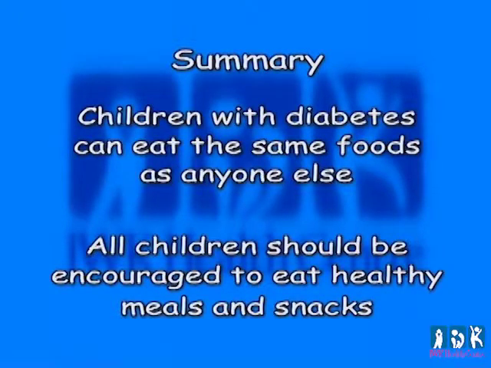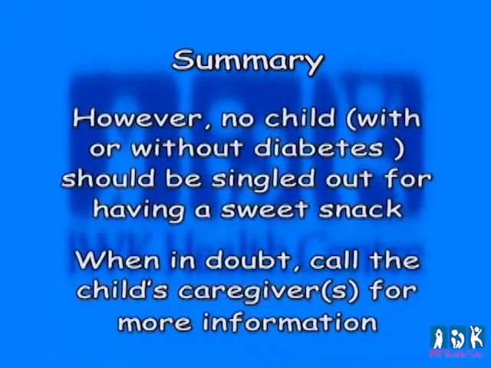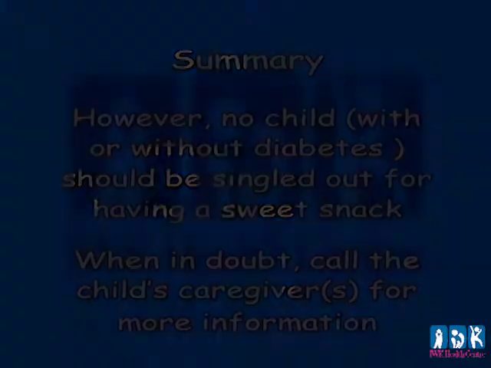All children should be encouraged to eat healthy meals and snacks. However, no child, regardless of whether they have diabetes or not, should be singled out for having a sweet snack such as Dunkaroos, fruit roll-up, or cookies. These foods, in moderation, can fit within a diabetes meal plan and can be accounted for using an insulin to carb ratio. Whenever there is a doubt about nutrition and a child with diabetes at school, call the child's caregiver for more information.